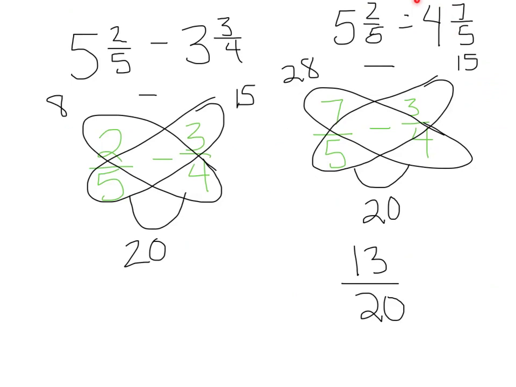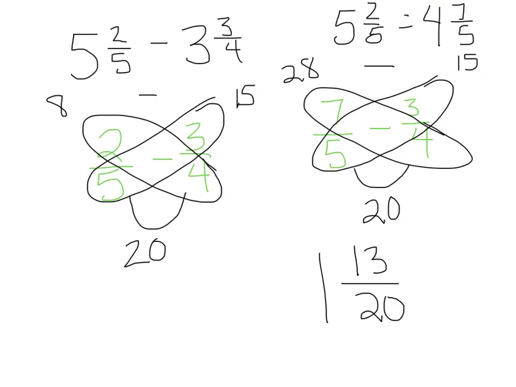the whole number parts. Okay, so actually we ended up with 4 7/5 minus 3 3/4. So here I have to do 4 minus 3, and we get 1. So the solution is 1 13/20.